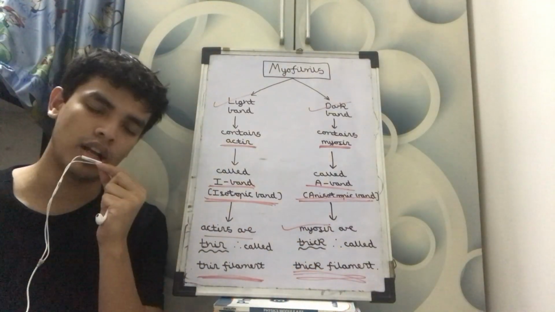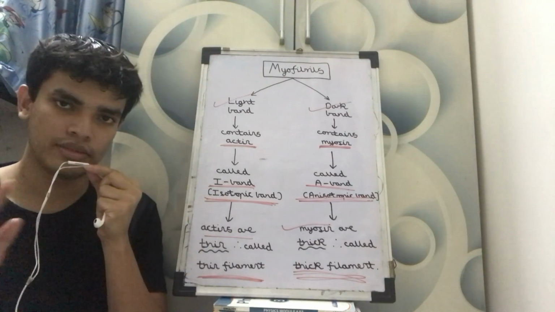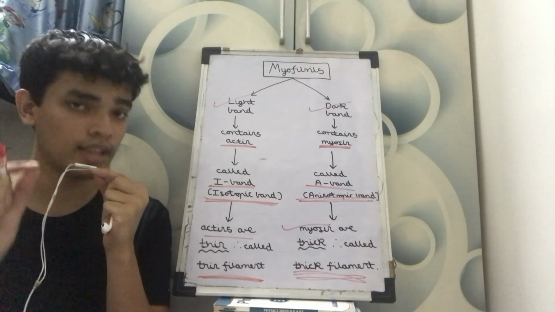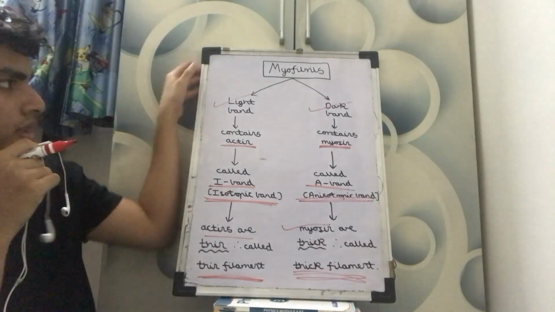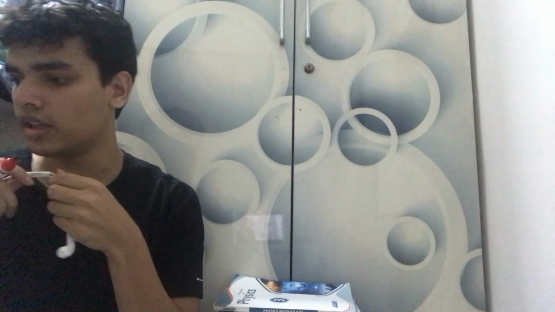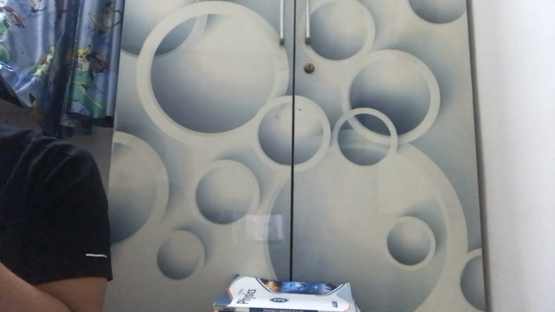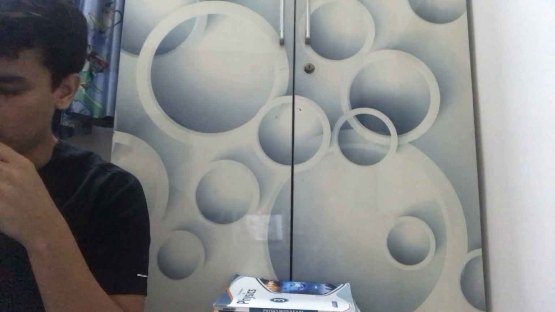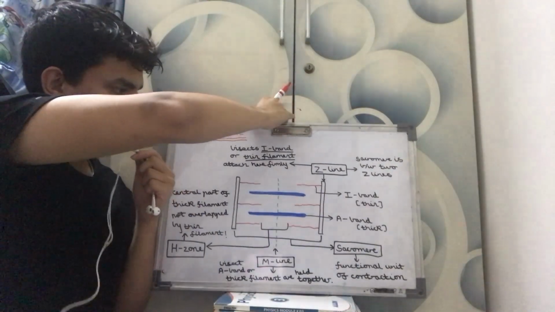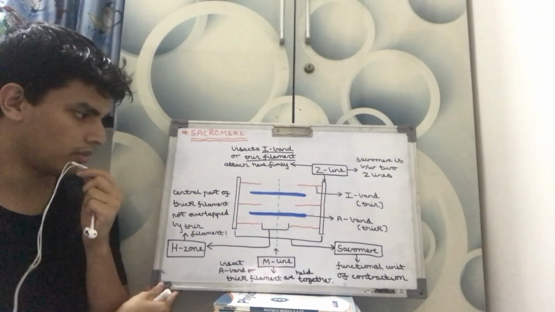You can take this chart down and learn it. So as we know, myosin are called thick filament and actin are the thin filament. I hope you understood this. Now let's get into the diagram which is given in NCERT. I will show it to you, you will recognize it, of course, because it's a quite famous diagram.